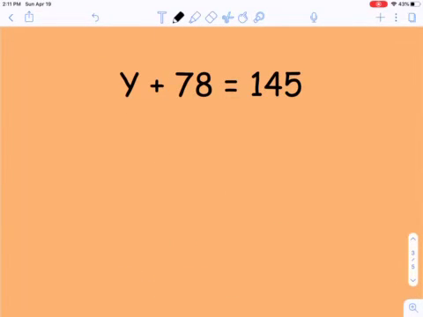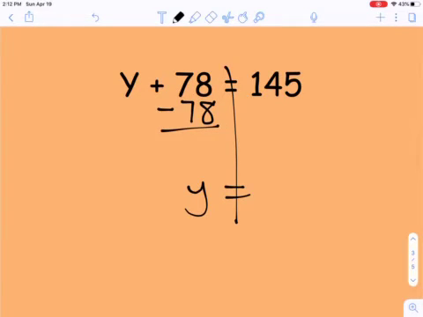So let's look at this one here. Same thing. Y plus 78. I want to get y by itself. I want this to be down here where y is by itself and it's equal to something. Well, in order to do that, I'm going to have to get rid of that 78. So I'm going to get rid of it by doing the opposite. So I'm going to subtract it, and that will give me 0 over here. And then I'm going to subtract 78 from the other side.